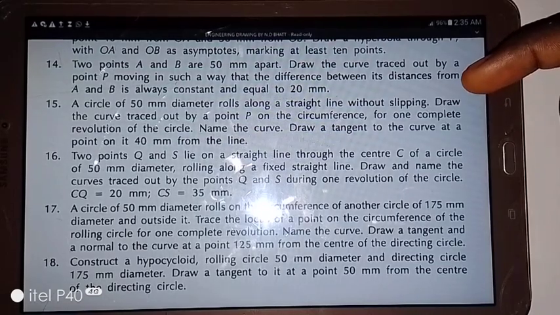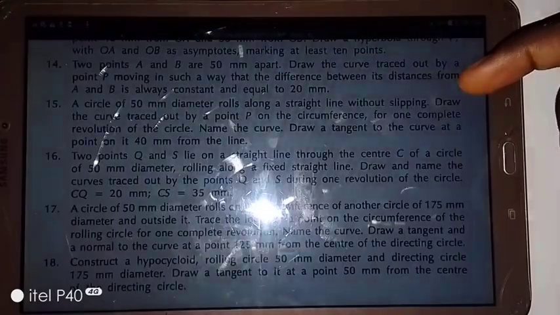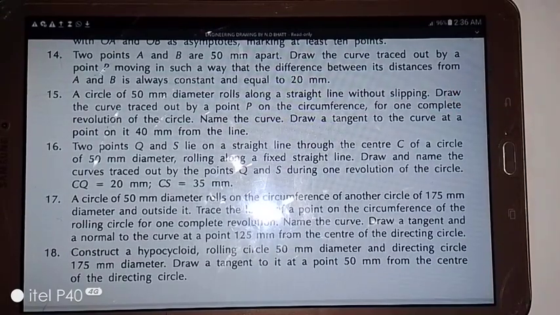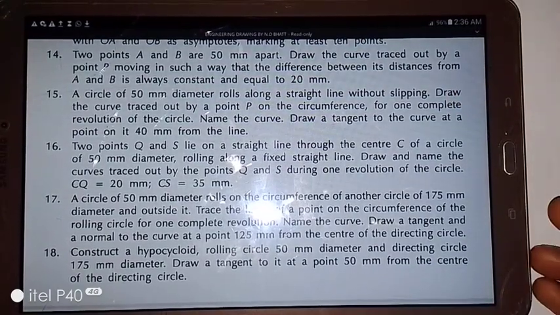The diameter of the rolling circle is 50 millimeters, so we have to bear that in mind. And then we're asked to name the curve, and also we are to draw a tangent at a point 40 millimeters from the line. So let's see what we are to do with this particular problem.